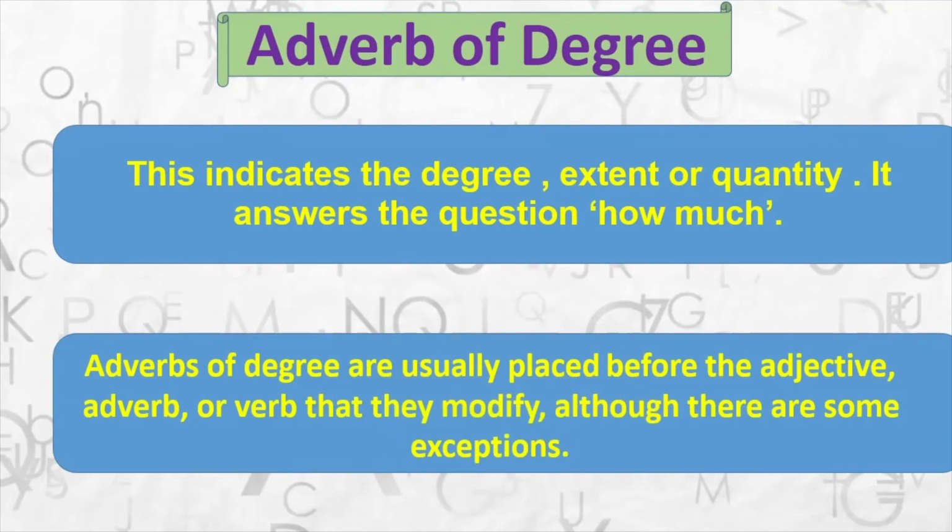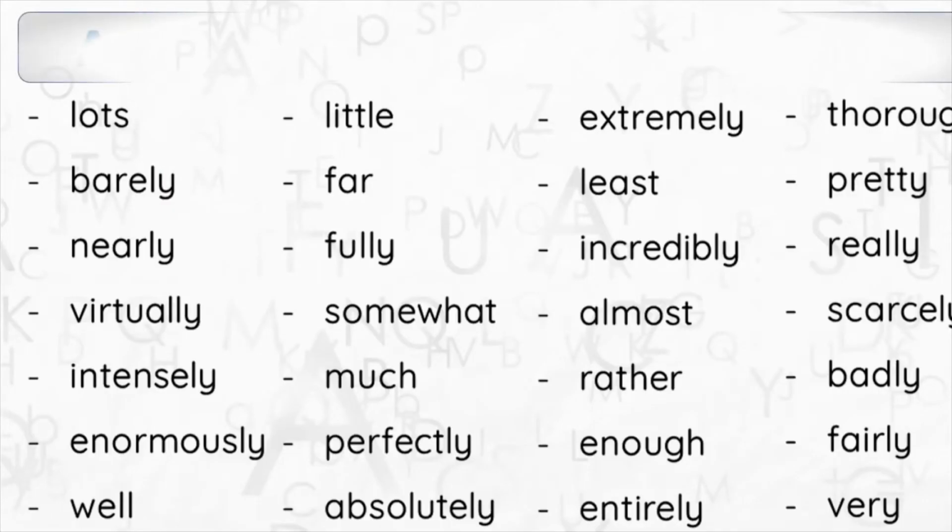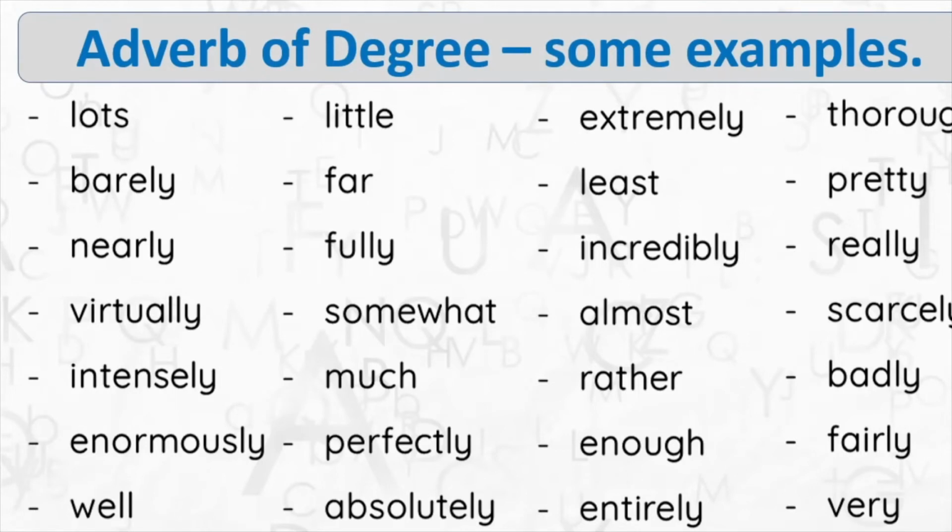Adverbs of degree are usually placed before the adjective, adverb, or verb, and they modify, although there are some exceptions. Okay, so if it is modifying an adjective, adverb, or verb, then you will find that these adverbs usually occur before that particular adjective, adverb, or verb. Sometimes, of course, there are exceptions. Like I just explained to you, in languages, there are no hard and fast rules. There are always exceptions.